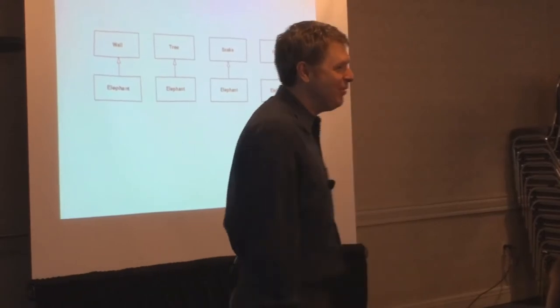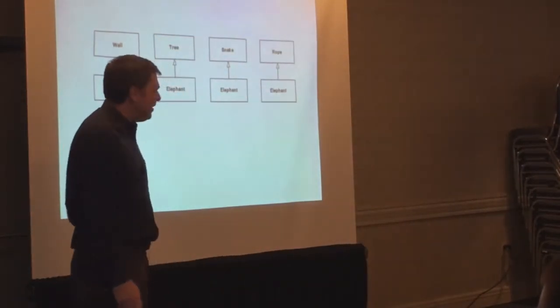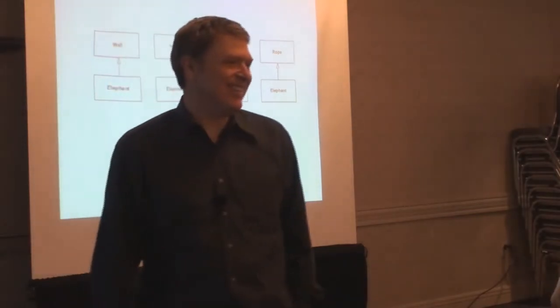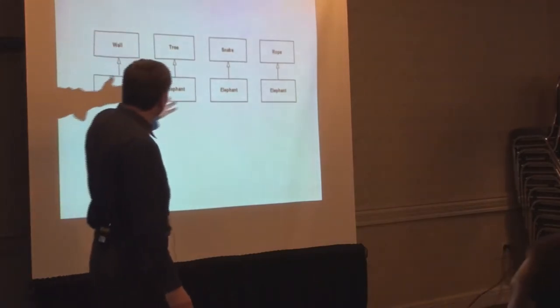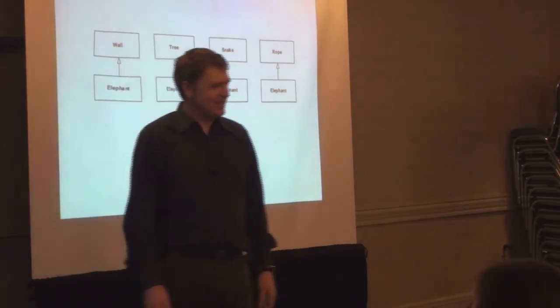This, I find, is the effect that UML has on beautiful thoughts. And be useful. So, we have 4 models of elephant. This one's a subclass of wall and tree and snake and rope.